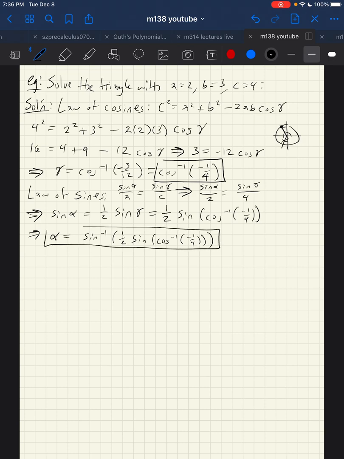And this is getting quite nasty, right? So you are more than welcome to just leave this portion as gamma, since we've already found gamma here. All right, and finally, we know that alpha plus beta plus gamma equals 180 degrees. So we get that beta equals 180 degrees minus alpha, which I'm just going to say is this thing, and minus gamma, which I'm just going to say is this thing. So I'm not going to rewrite those. And I'm going to call that my final answer.